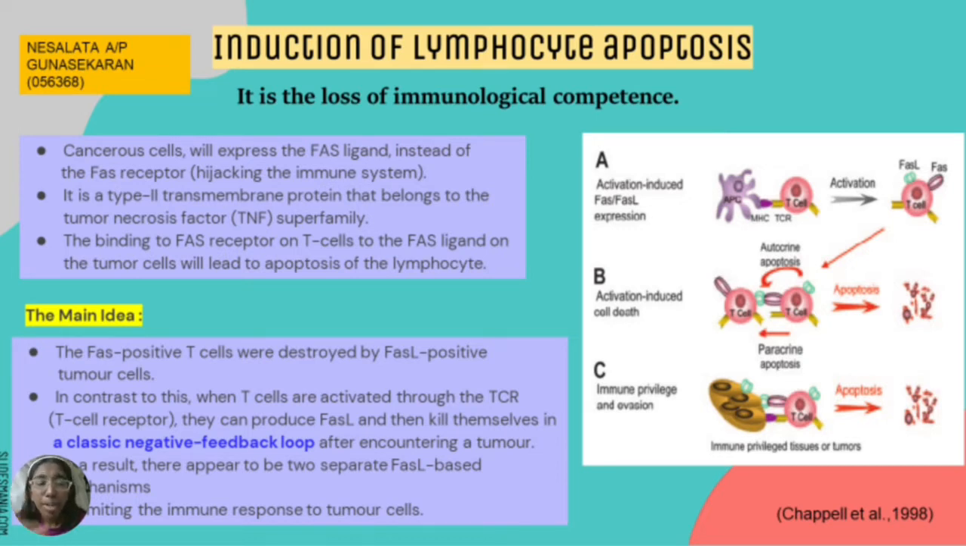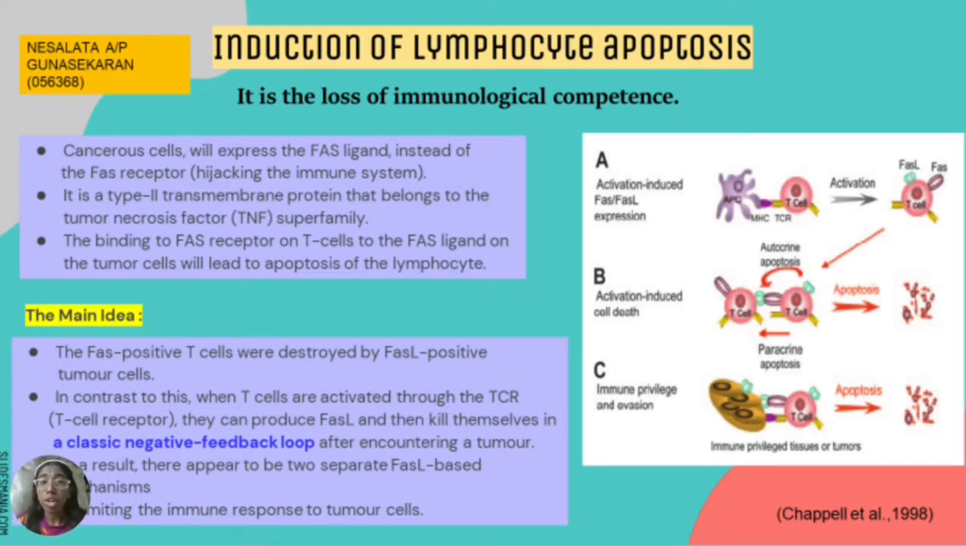So the main idea is the binding of the FAS receptor on the lymphocytes to the FAS ligand on the tumor cell will cause the apoptosis, the programmed cell death, on the lymphocyte instead of the tumor cell. And that is the main idea. And how does it happen?